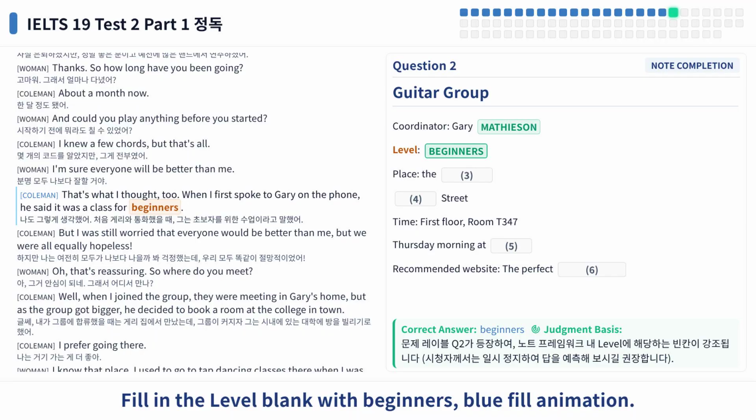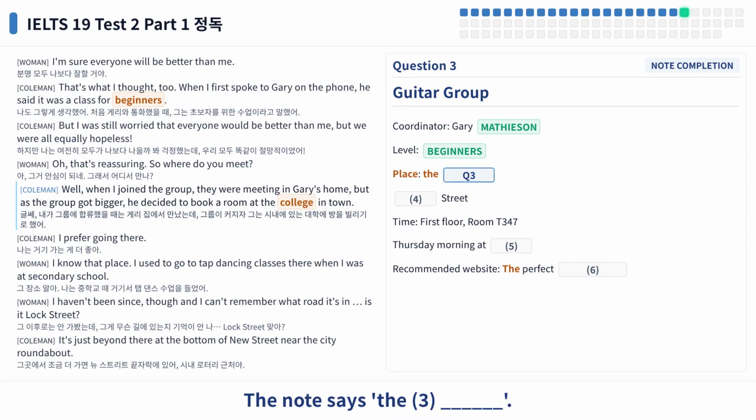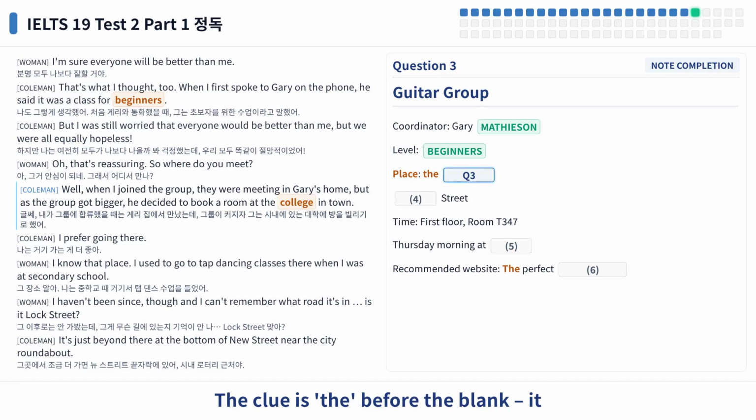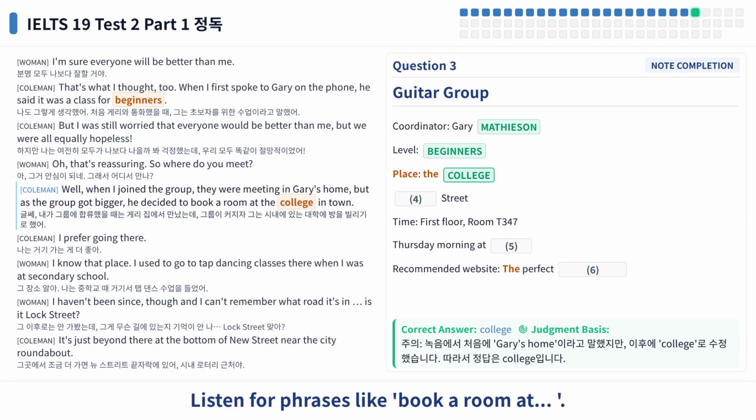Now look at question 3. The note says, the blank. You can guess it's a place. Pause and think for a moment. The clue is the word "the" before the blank. It tells you the answer is a place. Listen for phrases like, book a room at.